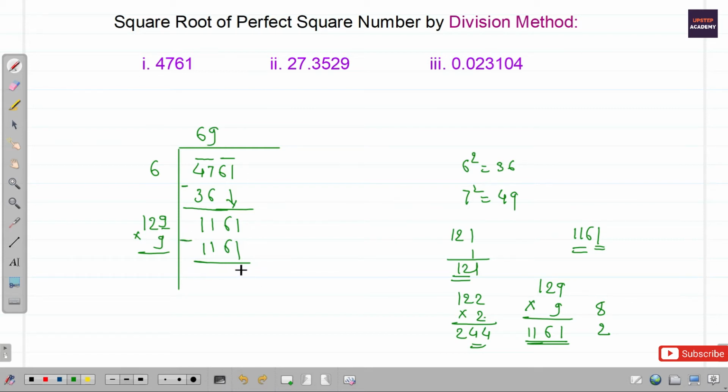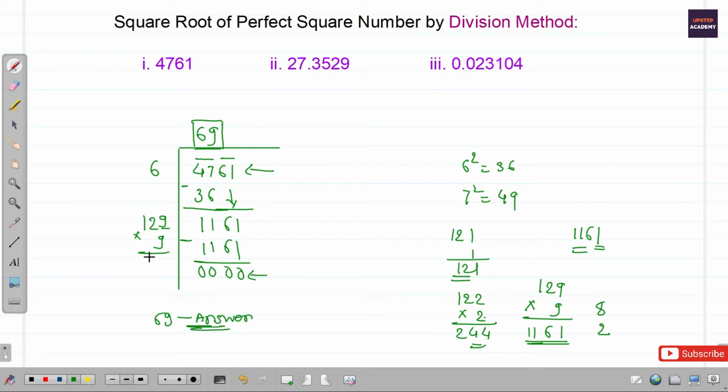We can simply see the subtraction will be 0 in this case, and if the subtraction is 0 or simply the remainder is 0, then we can say this number is a perfect square number, and the number we got over here is the square root of this 4761. So simply we will say 69 is the answer.